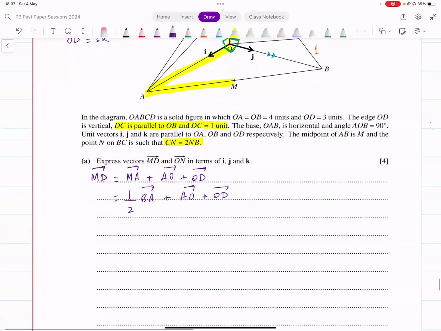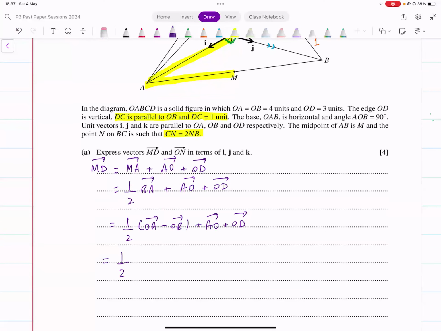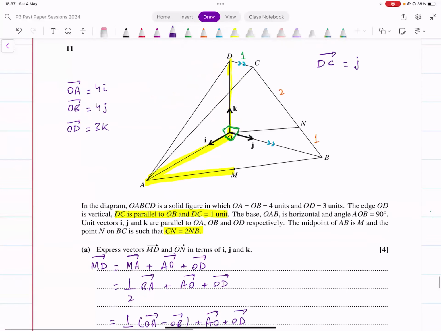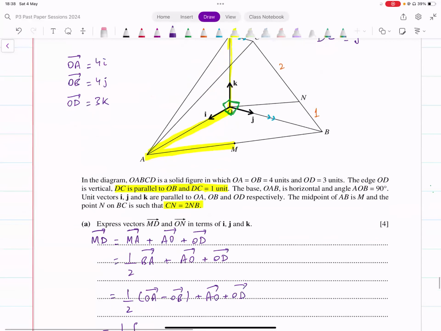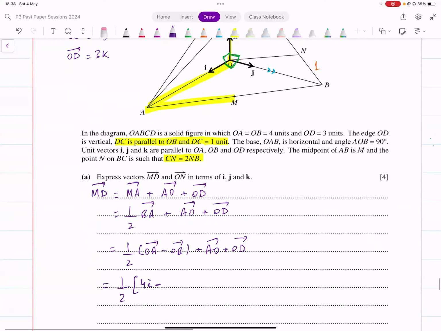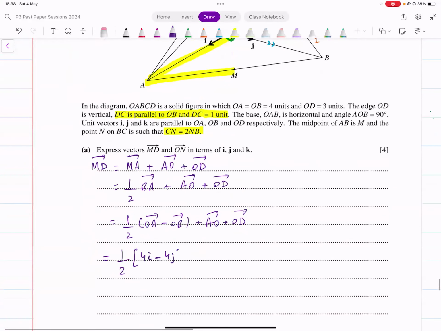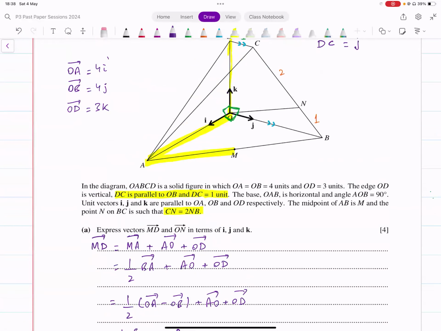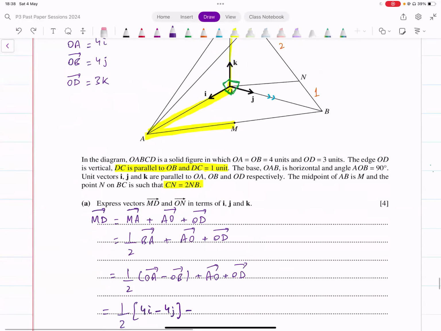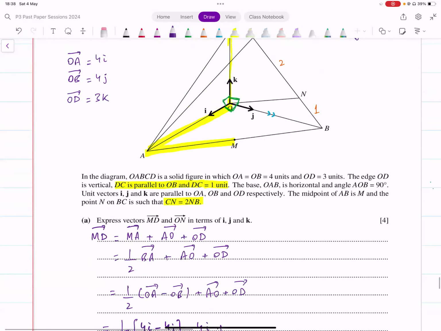And now what is BA? BA is basically OA minus OB, remember? Position vector of the second point minus the position vector of the first point, OA minus OB, plus AO plus OD. Now just write down those vectors and simplify them. That's 1/2 into OA. What's OA? O to A was 4i. So we have 4i here. Minus OB, that was 4j. Plus AO. AO will be negative of this. That's minus 4i. So you have minus 4i plus OD. OD is 3k.